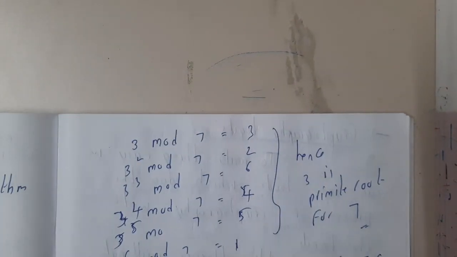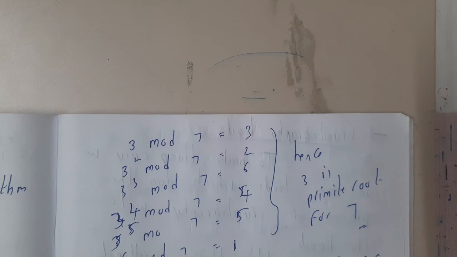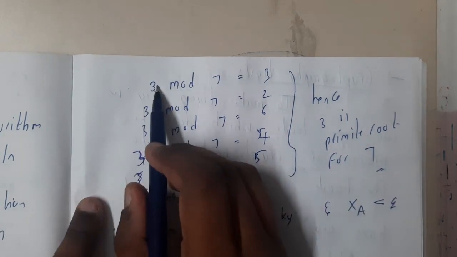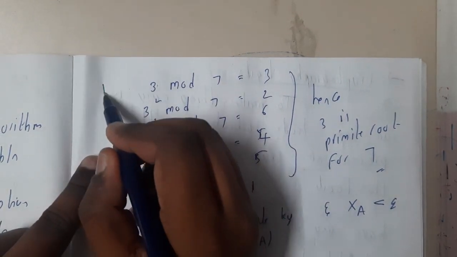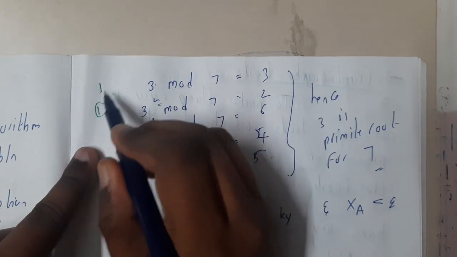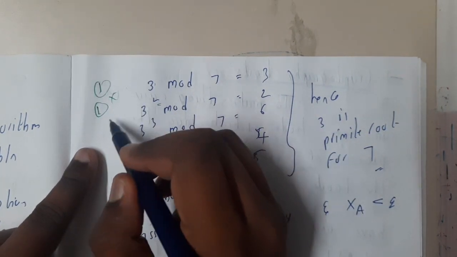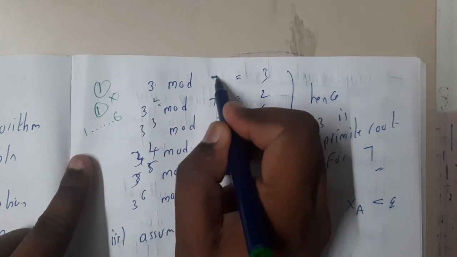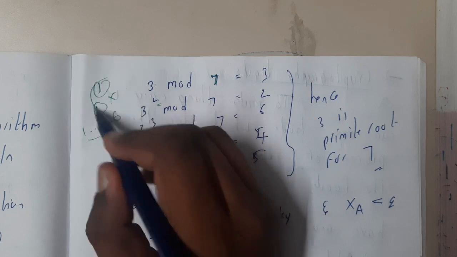Here is the example. We selected 3 as the primitive root for 7. Assume we start at 1. 1 power 1 mod 7 is 1. Similarly, 1 power 2 mod 7 is also 1. So we got the same value twice, and we should not get the same value twice. We should get 1, 2, 3, 4, 5, 6, up to 6, because it is 7. So here we are getting 1 twice, so it is wrong.